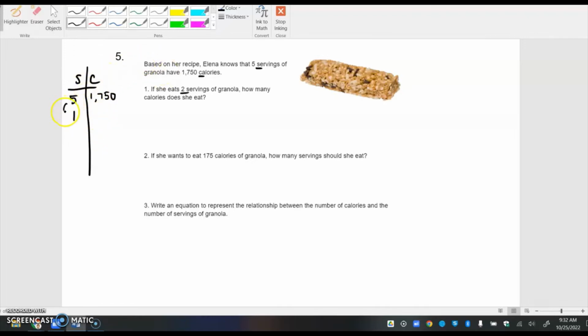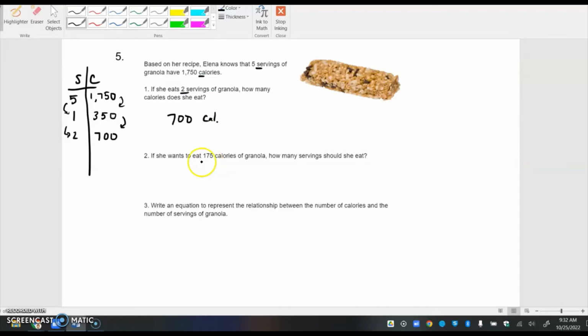Well, to go from 5 to 1, that's dividing by 5. So I have to take 1,750 and divide that by 5. That would give me 350. So that means there's 350 calories for 1 serving. To go to 2 servings now, I just double that. So times 2 would give me 700. Okay, so 700 calories she eats if she has 2 servings.